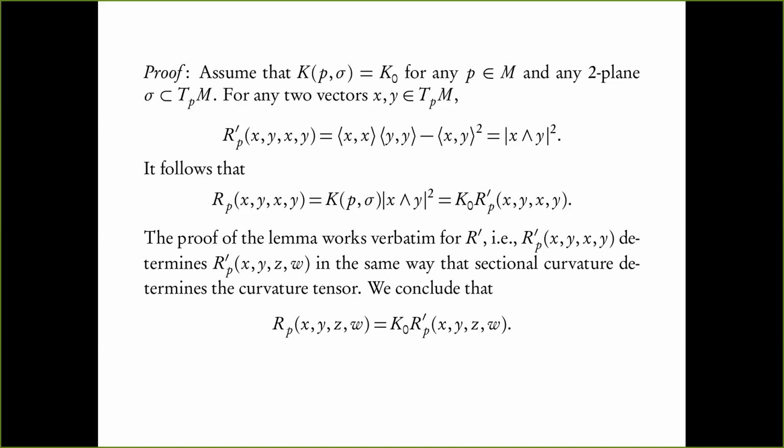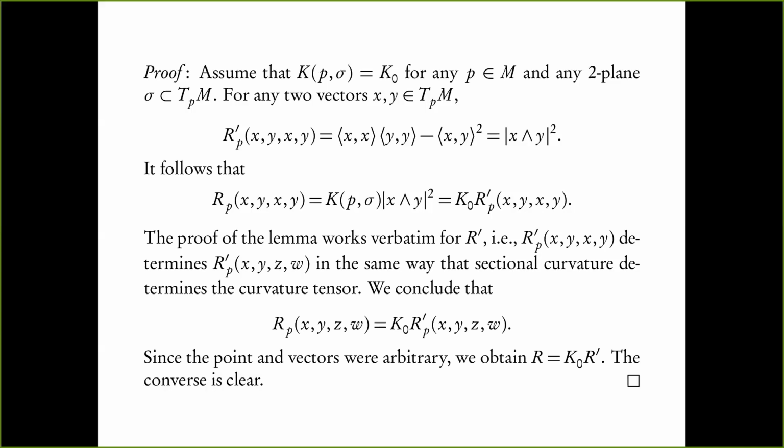So that's the conclusion, that R_p(x, y, z, w) is going to be this for any P and any x, y, z, w, but because these were arbitrary, we have an equality of the tensor. The Riemann curvature is equal to K0 times the tensor R prime. And the converse is pretty obvious, so I'll not prove it. But it's a very nice statement. So let me pause here for a moment or two and see if you have any questions.